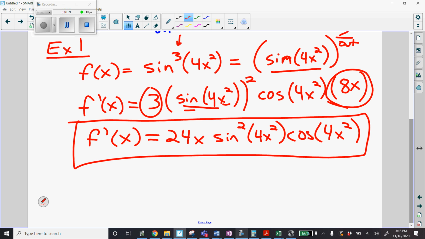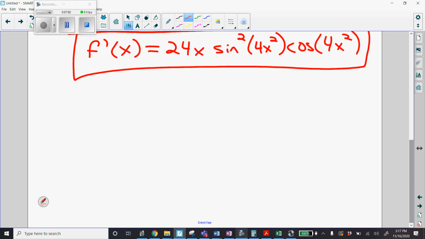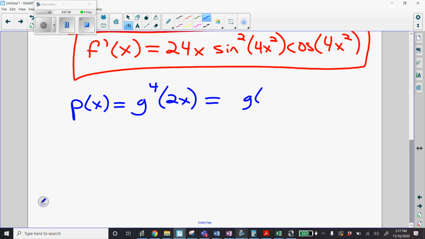Let me show you another example we might see. This could involve a table or something. I just want to show you, we know how to use the table, we know how to use the graphs. Let's say they gave us some function p of x, and they said it's equal to g to the 4th of 2x. Again, I have a function 2x within a function g within a function x to the 4th. So what do I got to do? I got to do 2 chains with this thing. Again, I'm going to rewrite p of x as g of 2x, that whole quantity raised to the 4th power.